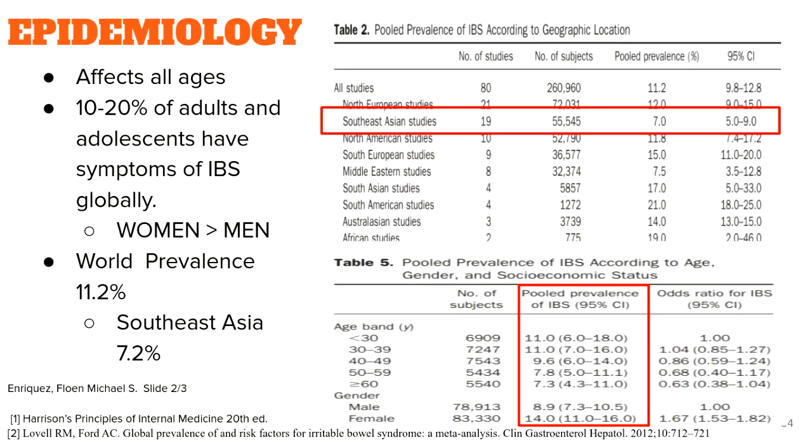According to Harrison's, irritable bowel syndrome affects all ages. 10 to 20% of adults and adolescents have symptoms of IBS globally, more in women than in men. In the meta-analysis study by Lovell and Ford, if you look at table 2, the world prevalence is at 11.2%, while in Southeast Asia, we have the lowest at 7%. But we must take note that this meta-analysis is done by geographical location and therefore doesn't provide exact prevalence rate by country. Now in Table 5, their meta-analysis study is comparable with the epidemiological data given by Harrison's.